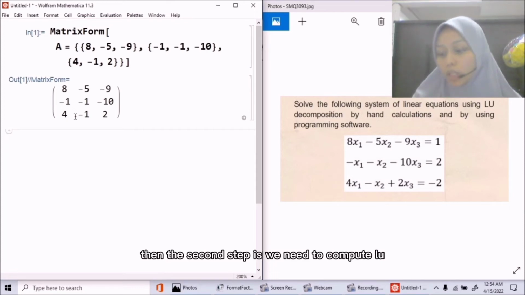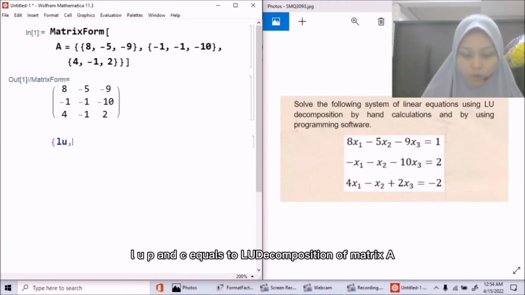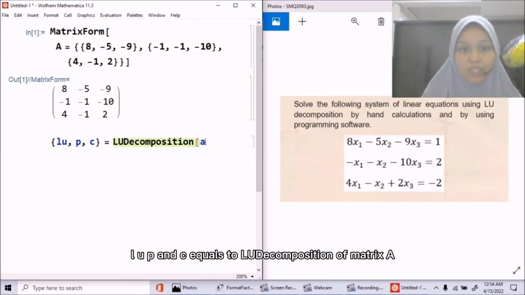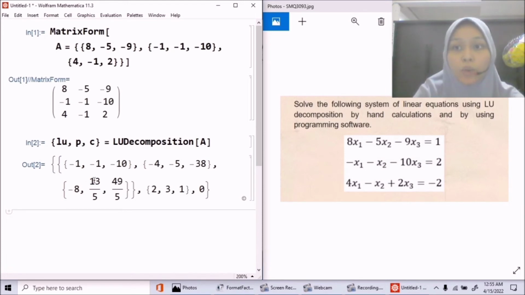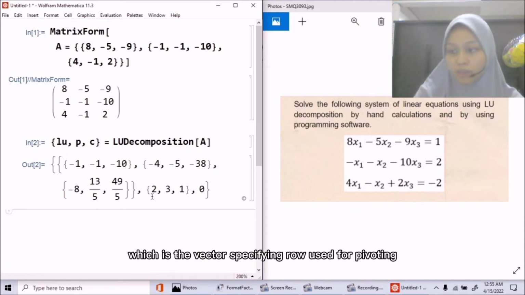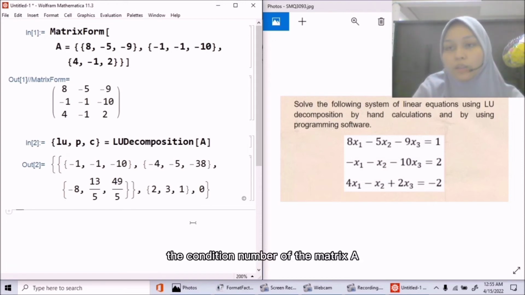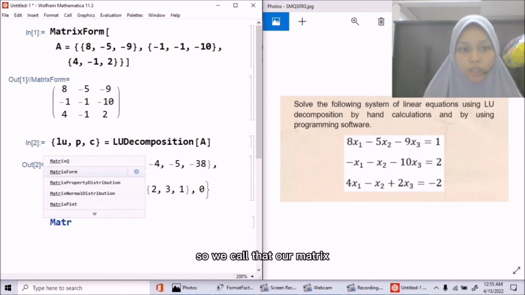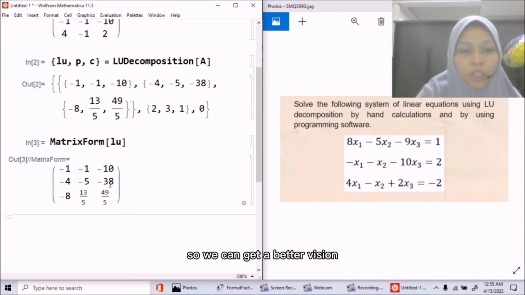Then the second step is we need to compute the LU decomposition of matrix A. So LU, P, and C is equal to LU decomposition of matrix A. We will get 3 elements. The first element is LU, the matrix consisting of the upper and lower triangular matrices, the second element is P, which is the vector specifying the rows used for pivoting, and the third element is the condition number of the matrix A. So we call back our matrix LU so we can get a better view.